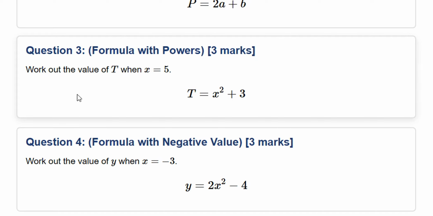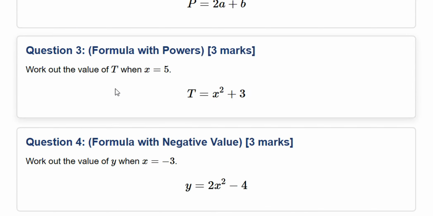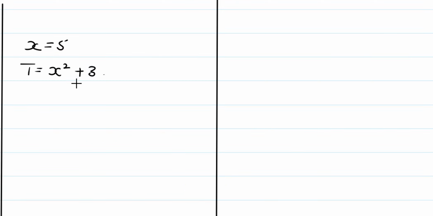So in this question 3, you are told, work out the value of t where x is equal to 5. Then you are given t is equal to x squared plus 3. So in this question 3, the value of x is 5. And then we have x squared in the formula. So what we are going to do is, of course, we take the value of x and we place it in the formula wherever x appears.